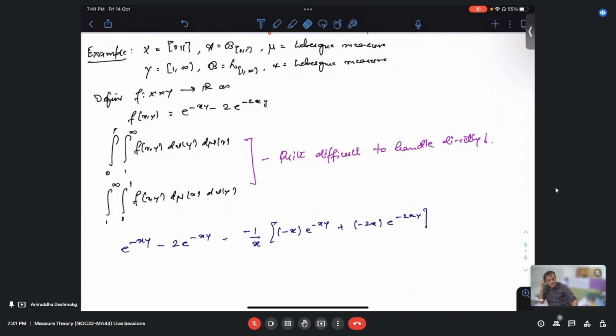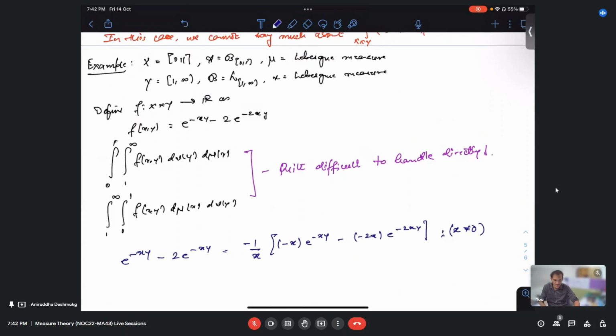Okay. This remains minus because I require a minus sign again. So it is minus minus plus, but then another one. So overall it is minus, whenever x is non-zero, of course. If x is zero, that happens only in one case. We can remove that point.